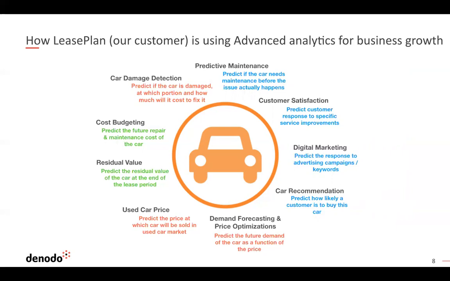pricing accordingly. How they can predict where their used cars will be sold more, which market is more optimal for used cars, and also predict their customer behavior based on past behavior and data models. They can predict the customer response to specific service improvements, and which ads and which keywords are working better. So to get answers to these questions, they need multiple different sources.